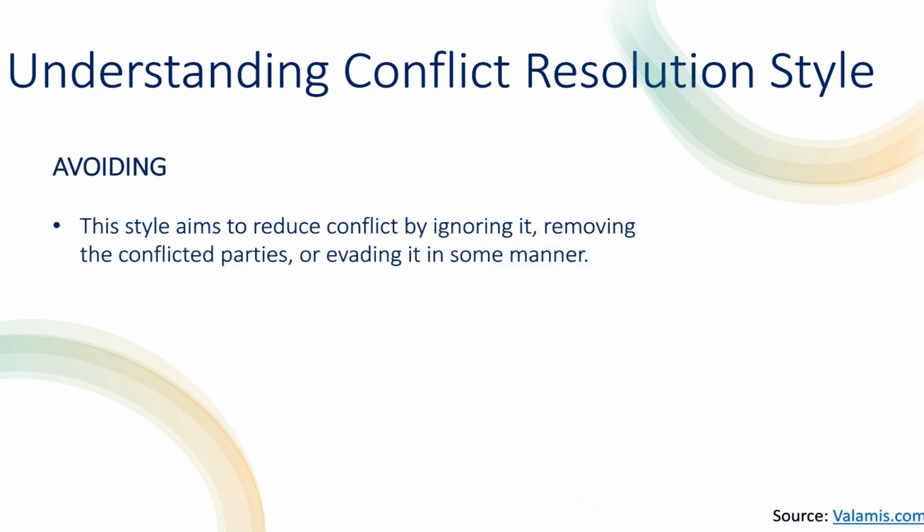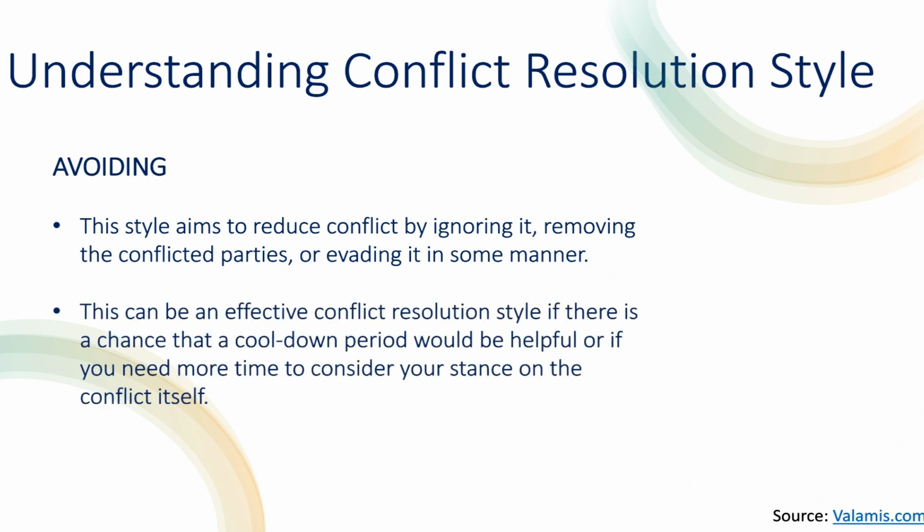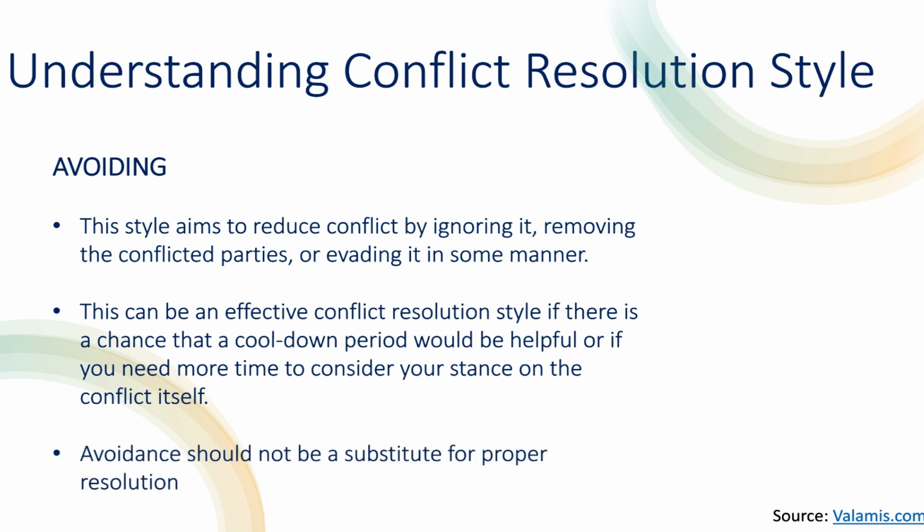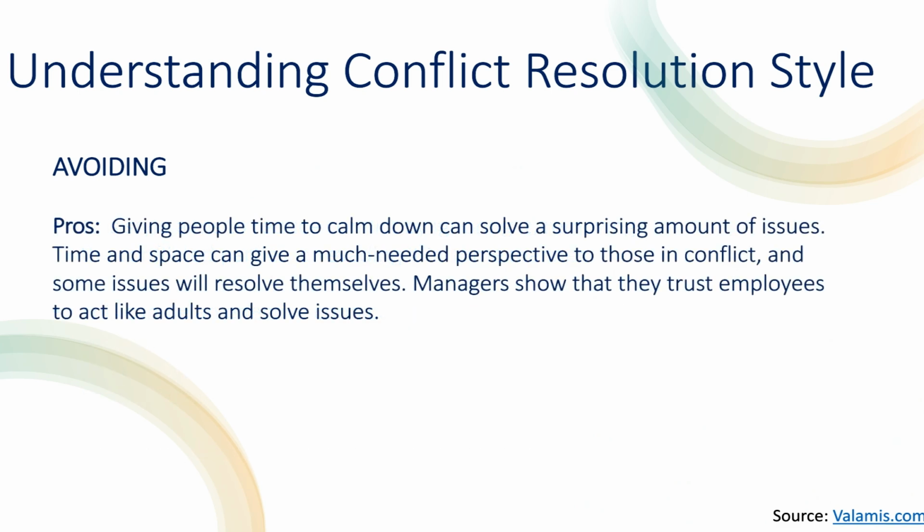The first conflict style we're going to talk about is the avoiding style. This style aims to reduce conflict by ignoring it, removing the conflicted party, or evading it in some manner. This can be an effective conflict resolution style if there is a chance that a cool down period would be helpful, or if you need more time to consider your stance on the conflict itself. Avoidance should not be a substitute for proper resolution.